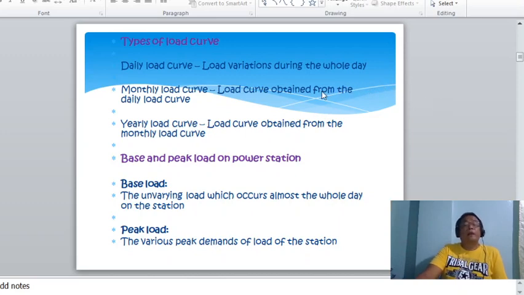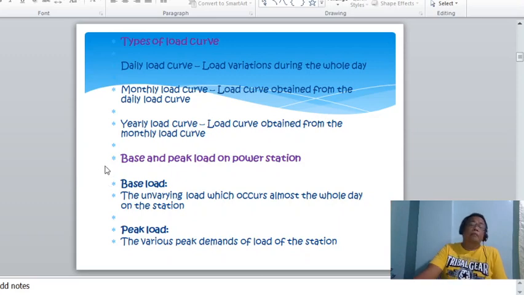And then we have also the so-called monthly load curve. This is a load curve obtained from the daily load curve, equivalent to 1 month. Another is the yearly load curve. This is a load curve obtained from the monthly load curve. We have here also the so-called base and peak load on a power station.